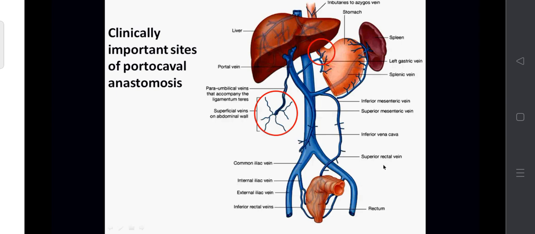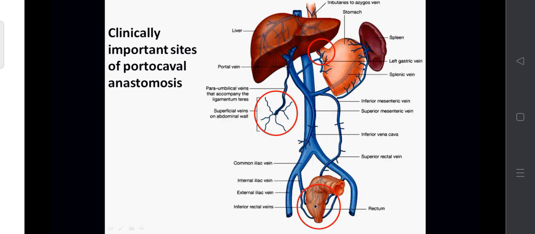Another clinically important site for portocaval anastomosis is the rectum and anal canal. Here we have the inferior mesenteric vein, which is a tributary of splenic vein. The inferior mesenteric vein starts from the superior rectal vein, or you can say the superior rectal vein, which drains the blood from the rectum and upper part of anal canal, continues as the inferior mesenteric vein and ends into splenic vein and ultimately into the portal vein.